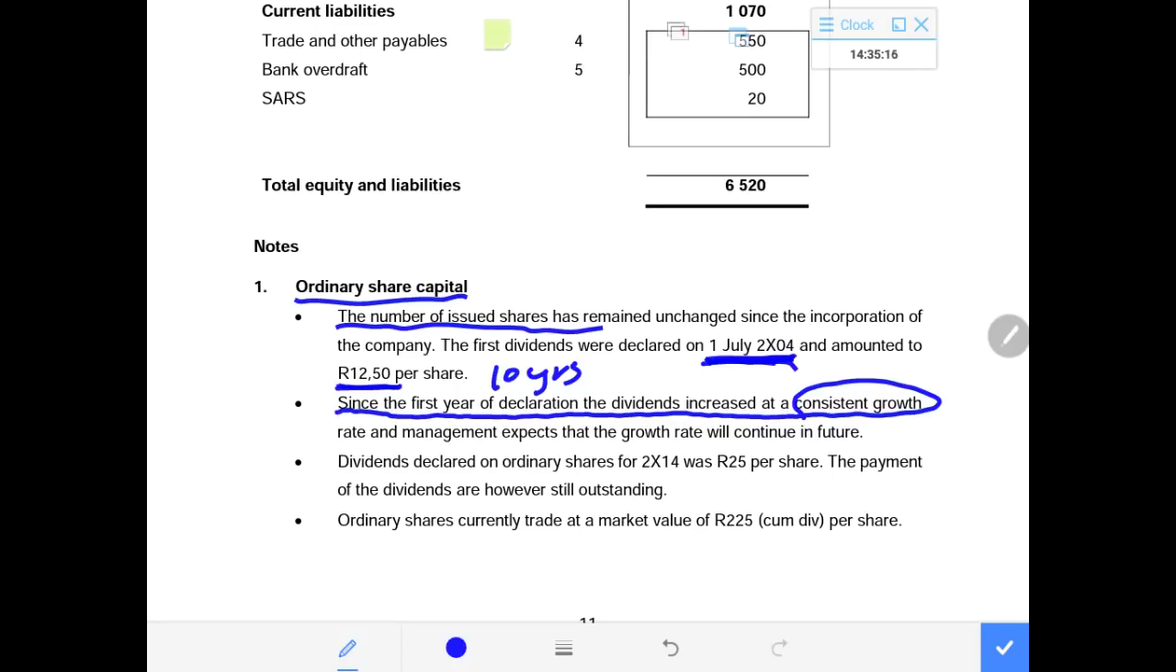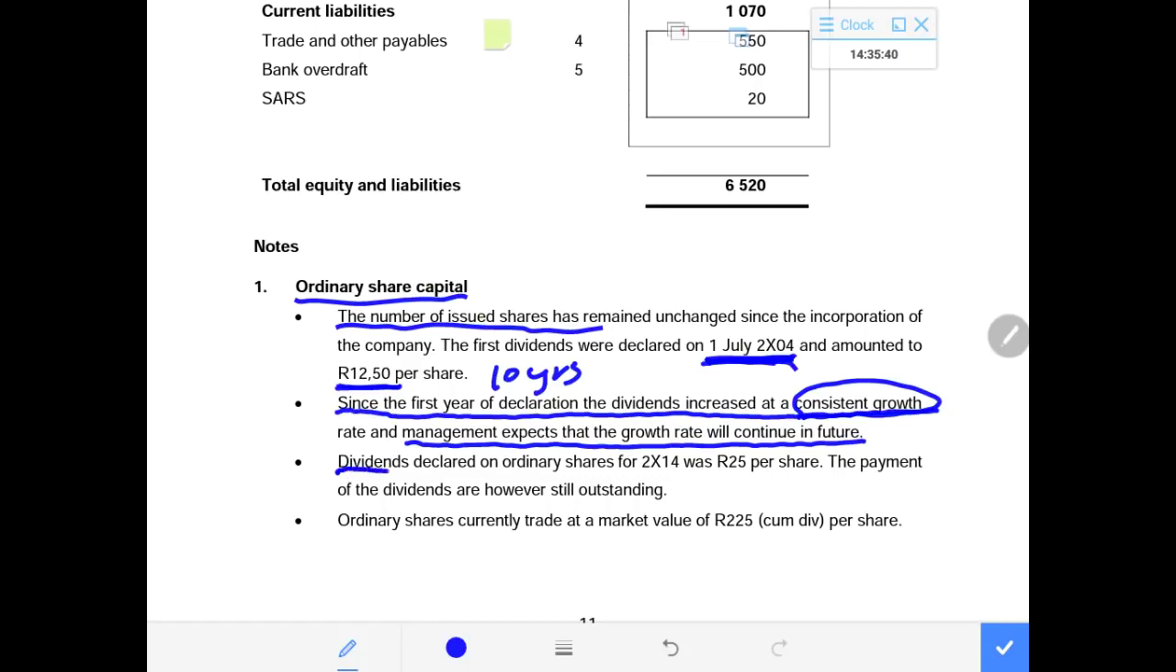But let me hold there. It tells us that the dividends have been increasing at the same rate, and management expect that the growth rate will continue in the future. So now we need to know the rate at which these dividends have been growing, which was the constant growth rate. But as I said to you, I'll explain this bit later on.